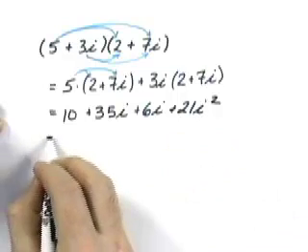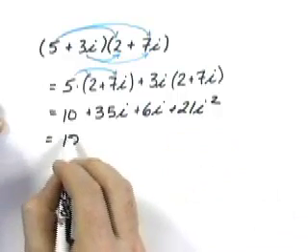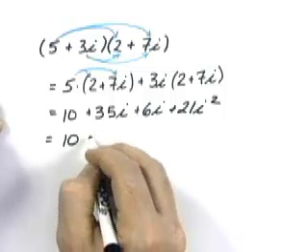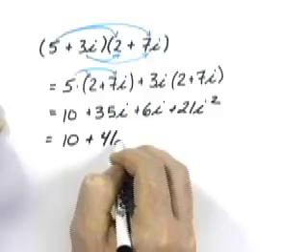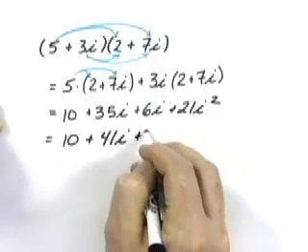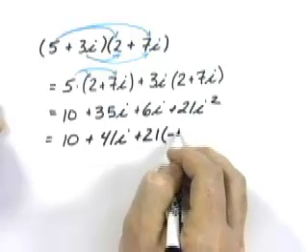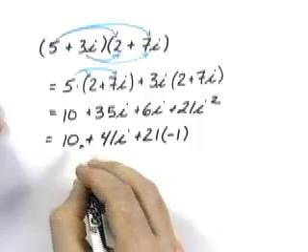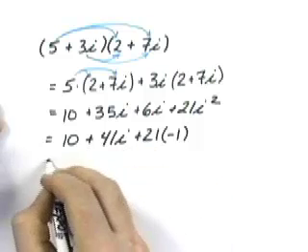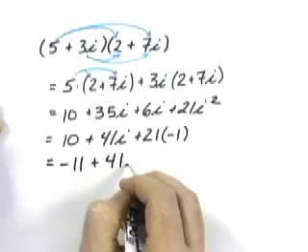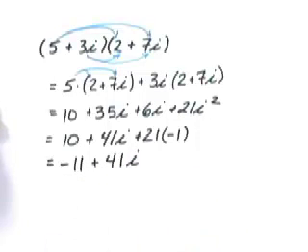Now what I'm going to do is combine like terms and do a little bit of simplification. 35i plus 6i is 41i. Remember, by definition, i squared is equal to -1, so I get 21 times -1. 10 minus 21 is -11, so the result is -11 plus 41i.